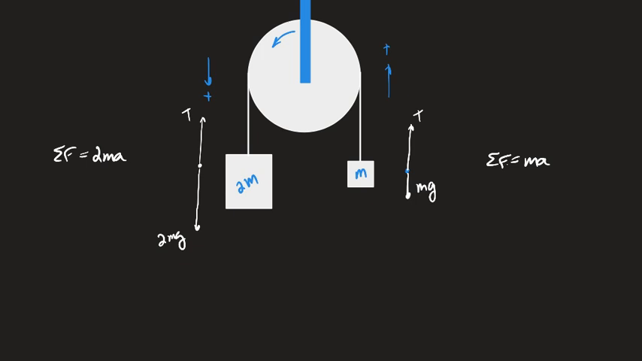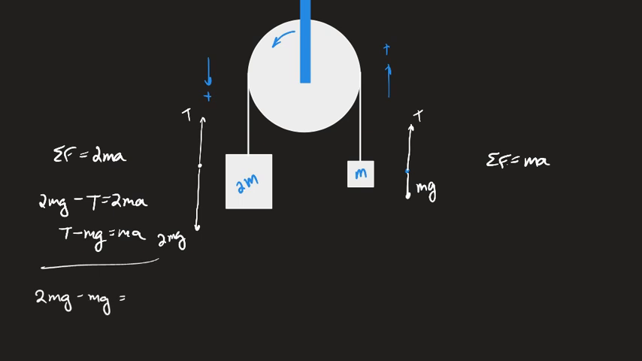Being consistent with my direction, I should get 2mg minus T equals 2ma. And on the right, I get just T minus mg equals ma. I have 2 equations and 2 unknowns where I can eliminate the tension between them and be left with something that has just acceleration in it. On the left side, I'll get 2mg minus mg equals 3ma.